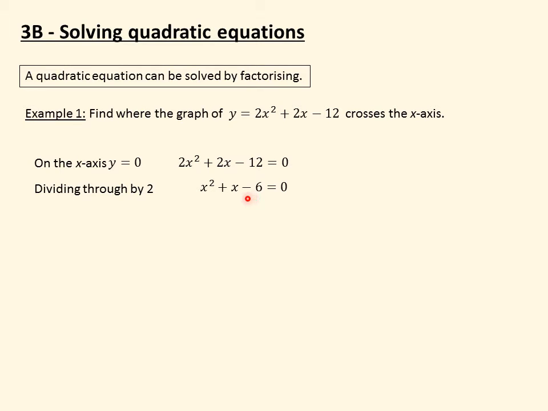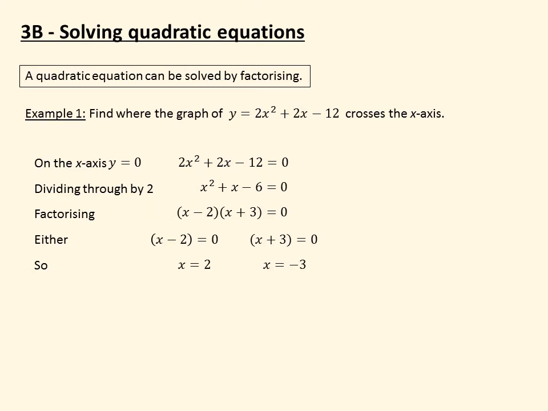We now need to think of two numbers that multiply to -6 but add to give +1. So these are +3 and -2. So when we factorise, we get x plus 3 and x minus 2. These tell us that either x minus 2 is 0 or x plus 3 is 0. So the solutions are x is 2 or x is minus 3. The graph crosses at (2, 0) or (-3, 0).